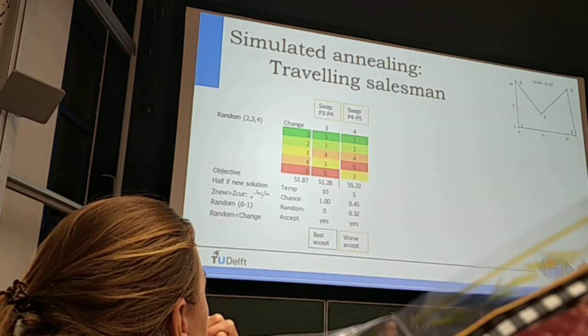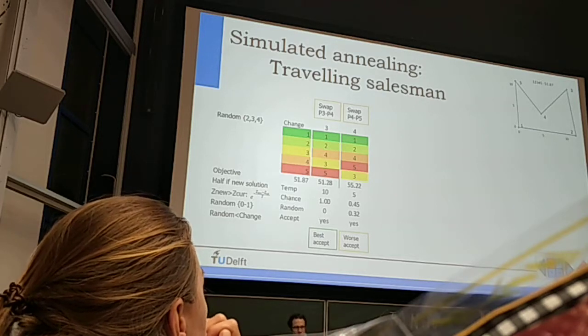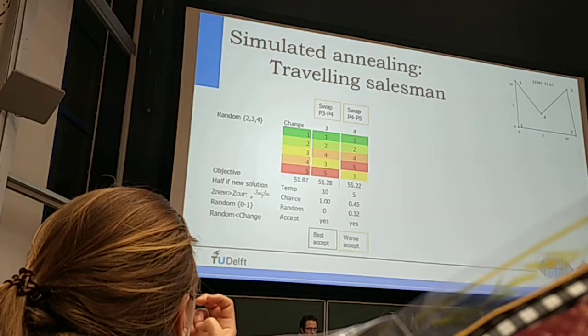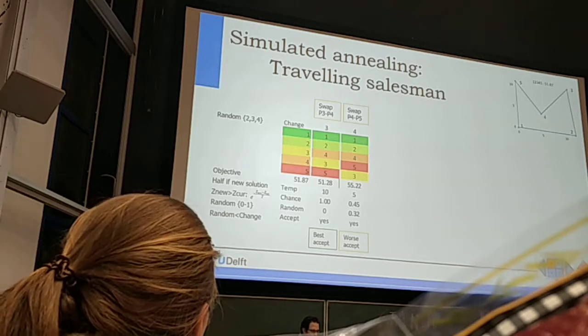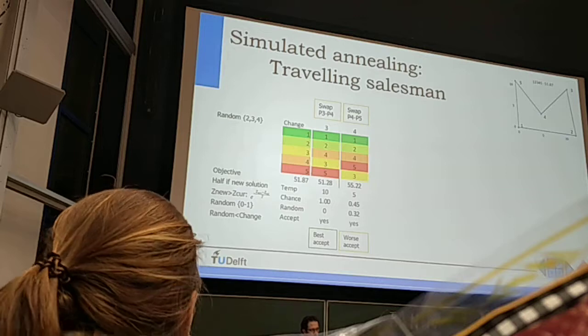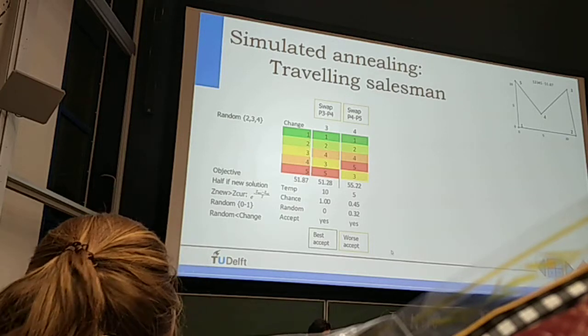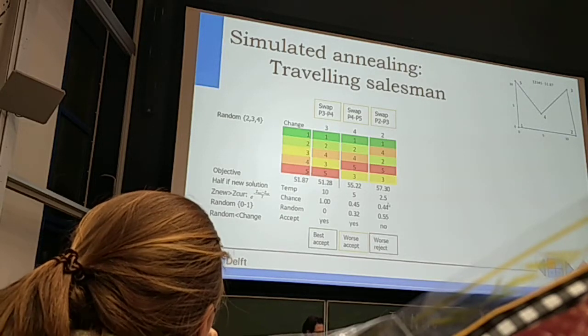We pick a random number, which is 0.32. So the random number is lower than the 0.45. So in this case, we'll decide to accept it. So it's a worse solution, but we'll still accept it. Now the temperature in this case, we've halved it again to 2.5.